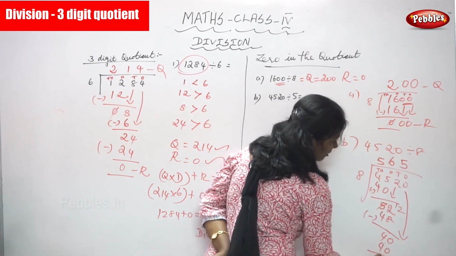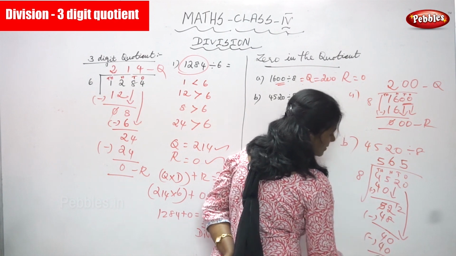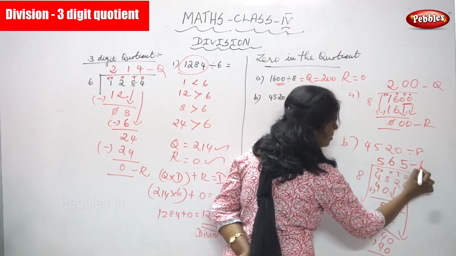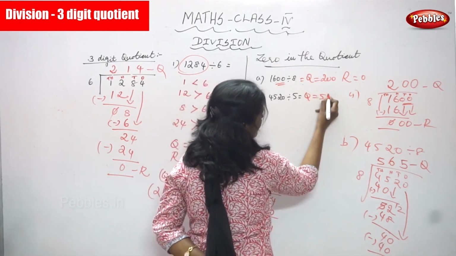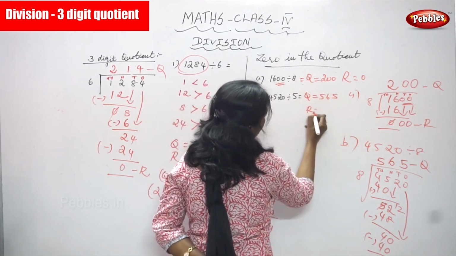Again you write 40. 40 minus 40, you get 0. 0 is the remainder, and this is the quotient. So the quotient is 565 and the remainder is 0.